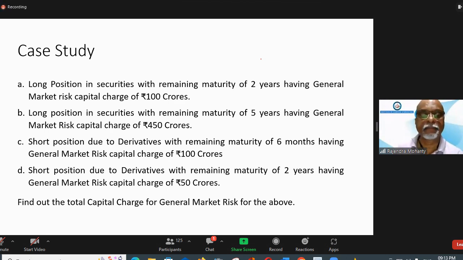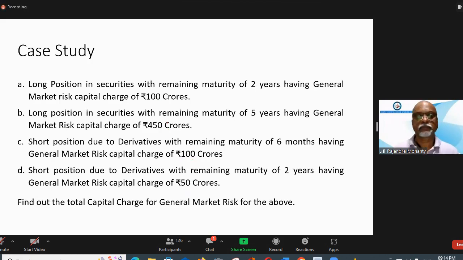Sir, can I say that for long duration plus sign and short duration minus sign? Yes, that's what I have explained to you. Long position means normally banks' positions are positive. Short position is always negative. So short position means this is a minus. That's why I have taken a minus for this. Long position means it is a plus. Understood, sir. Okay.